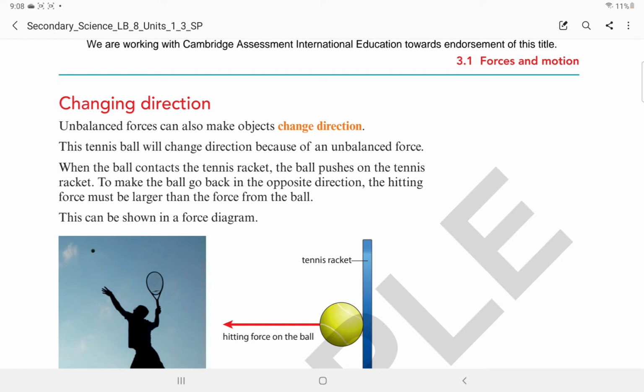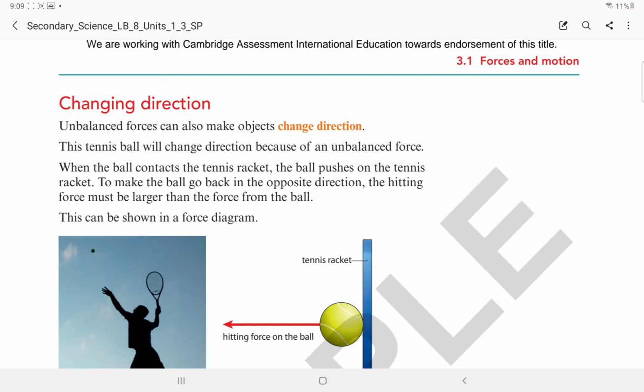In the case of an unbalanced force, there will be a resultant force. That is, on one of the sides the force will be larger or smaller, and so the resultant force will be in the direction in which there is the larger force.